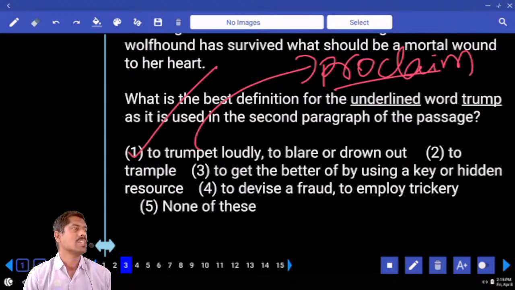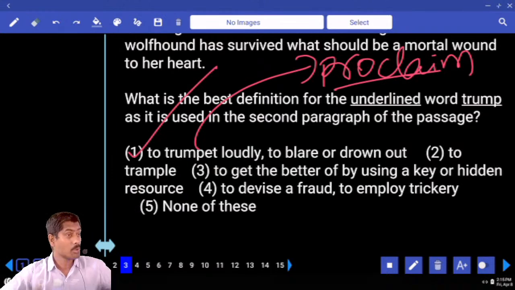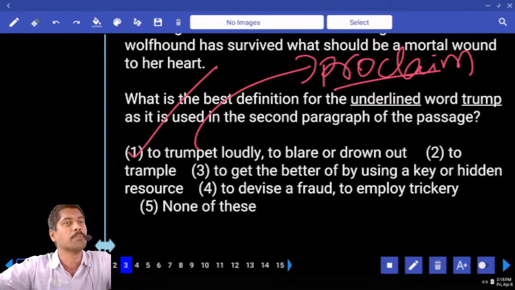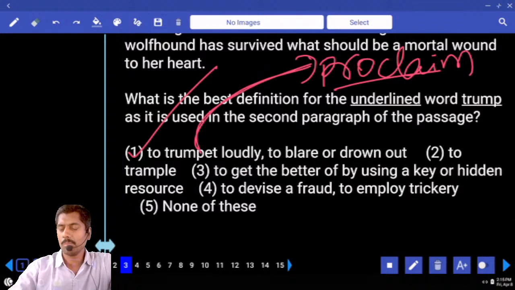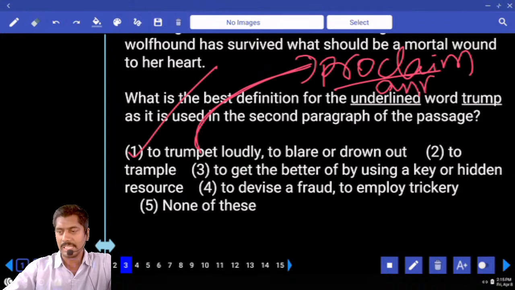Have you ever heard this idiom, blow your own trumpet? I'm blowing my own trumpet. Self-praise: I'm telling about myself, I'm like this, I'm like that. What am I doing? I'm blowing my own trumpet. To trumpet loudly means to proclaim or announce something great.